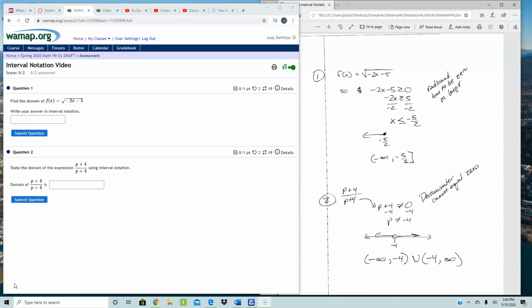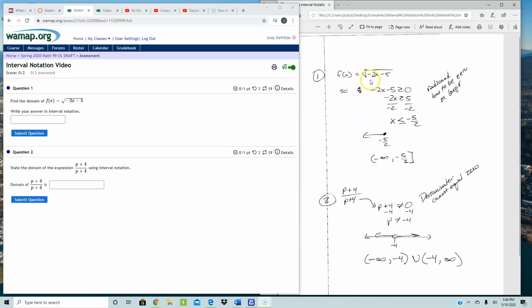In this video, I want to show you how to enter interval notation in the online homework system. I have a problem here that says to find the domain, and it's f of x equals the square root of negative 2x minus 5. Over to the right, I show what I would have done to do this problem.